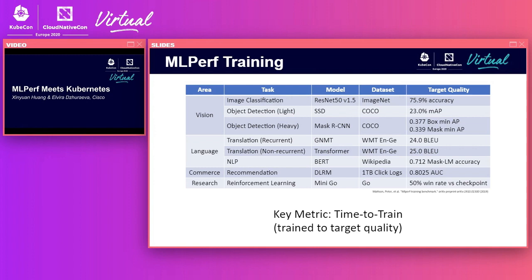So comparatively, end-to-end training time is a relatively better measurement in a way that it targets the total cost of your whole training process instead of instant performance. And that also encourages the system developers to optimize their systems in the right direction.